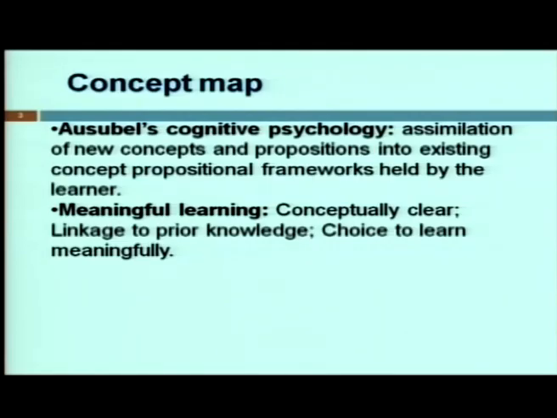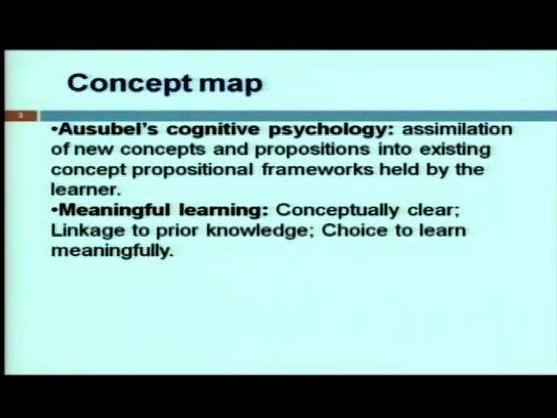So therefore, Ausubel's theory talks about how best the existing conceptual understanding of individuals and individual students and children could be connected with assimilation of new concepts, and how this new concept acquisition would further assimilate within the cognitive structure. That cognitive psychology of Ausubel was further facilitated by the application of the strategy or the technology of concept mapping.